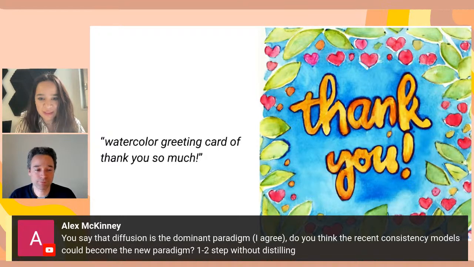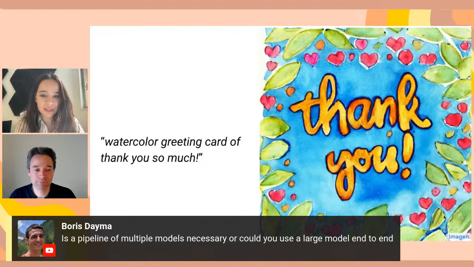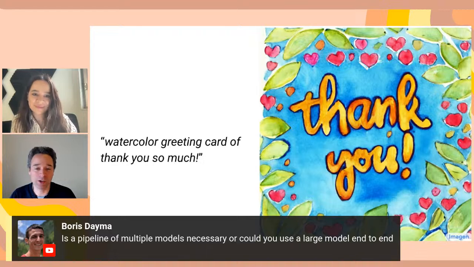And Boris is asking, is a pipeline of multiple models necessary, or could you use a large model end-to-end? Using a large model end-to-end is something that we have explored and that Emil talked about yesterday, so I'm sure you can still see that talk also. It is a bit more tricky to train that correctly, but we're making a lot of progress there. Once again, you need to adjust the noise distribution and maybe also adjust the model. But I believe we can indeed train one big model.